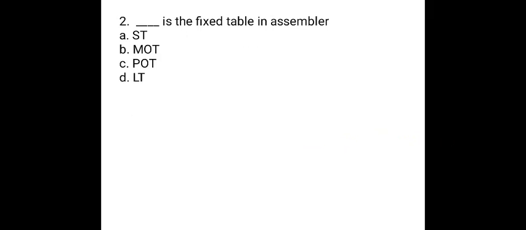Let's go for the second MCQ. The question is: dash is the fixed table in an assembler. You have to tell whether it is the symbol table, MOT, POT, or literal table, that is LT. I think the answer is POT, that is your pseudo operation table, which is the fixed table in an assembler.